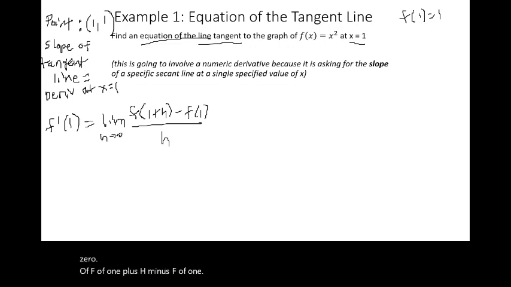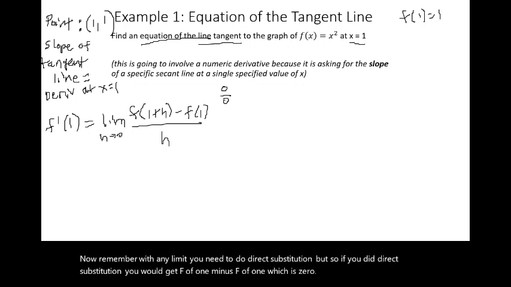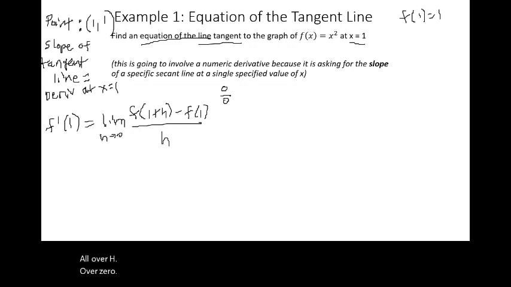Now remember, with any limit, you need to do direct substitution. But if you did direct substitution, you would get f of 1 minus f of 1, which is 0, over 0. So since this is a 0 over 0, that means we need to do a lot more work with this to simplify it.